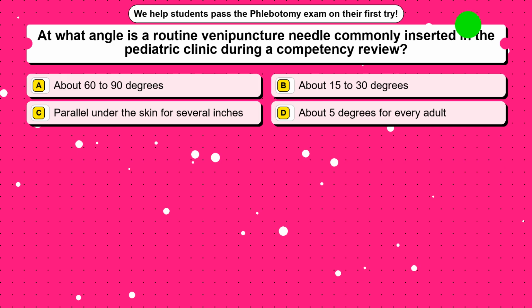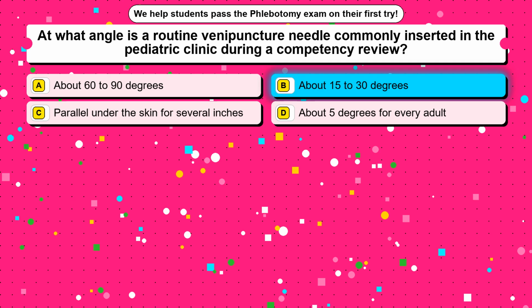Question 22. At what angle is a routine venipuncture needle commonly inserted in the pediatric clinic during a competency review? Option A. About 60 to 90 degrees. Option B. About 15 to 30 degrees. Option C, parallel under the skin for several inches. Option D, about 5 degrees for every adult.